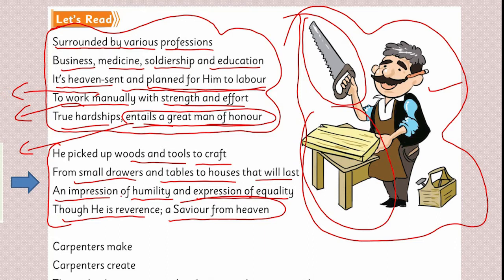An impression of humility means this profession is very humble, and it gives an impression of humility, humbleness, an expression of equality, that he deserves equal honor and respect as other professions in the world. So his reverence, a savior from heaven. Here reverence means respect for something or someone. He is a symbol of reverence, respect, a savior from heaven. He was sent to us by God, to make things for us.